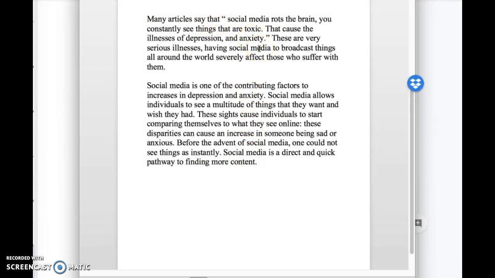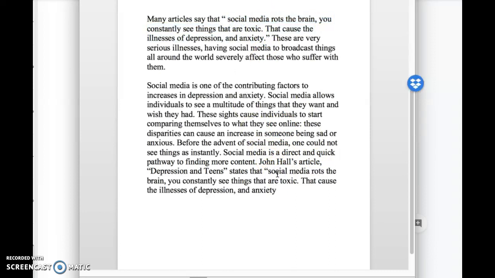So for this sort of thing, you need a specific resource. So we could say, like, let's say this is from John Hall's article, Depression in Teens states that, I cannot type today, that social media rots the brain. Because I know this is your writing, but you need to have something that maybe is a direct quote at this point, and then end with something. I think how you have it ended here is okay.